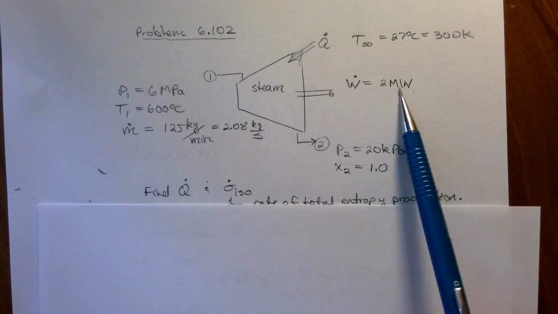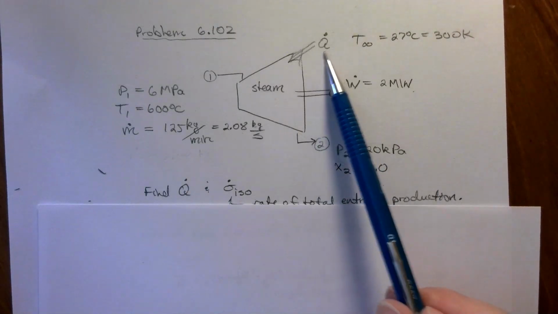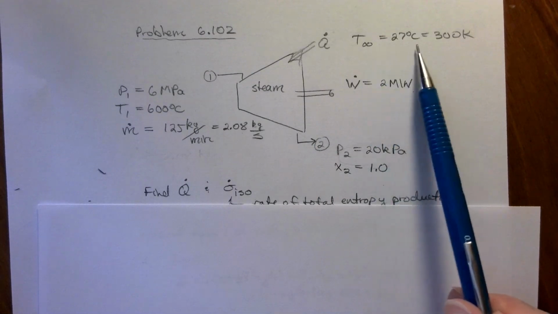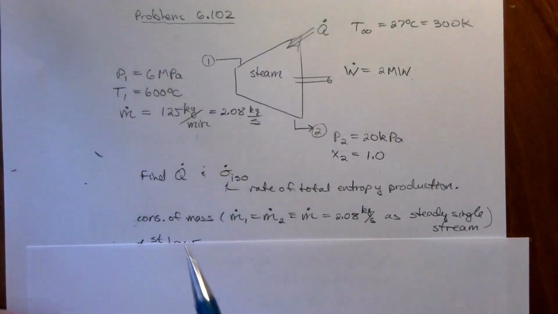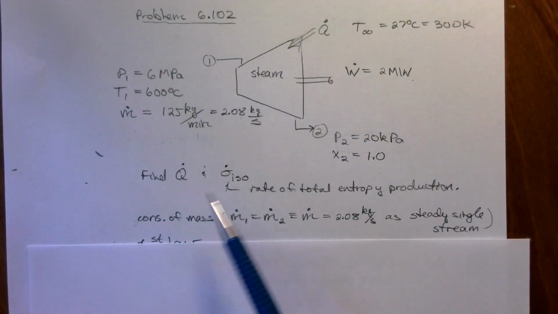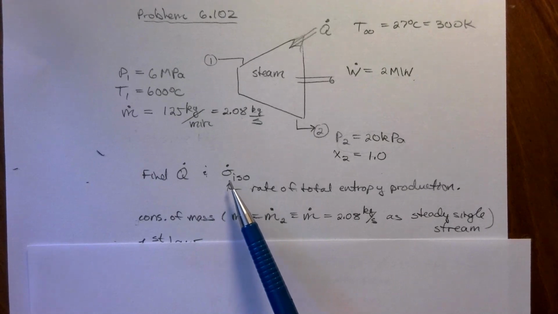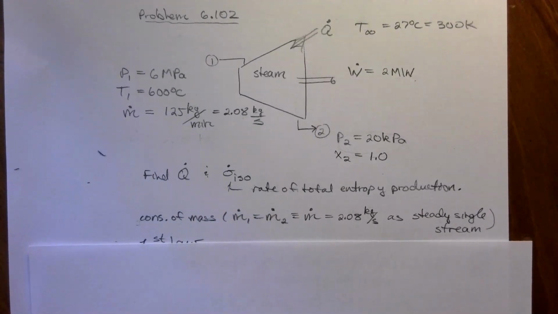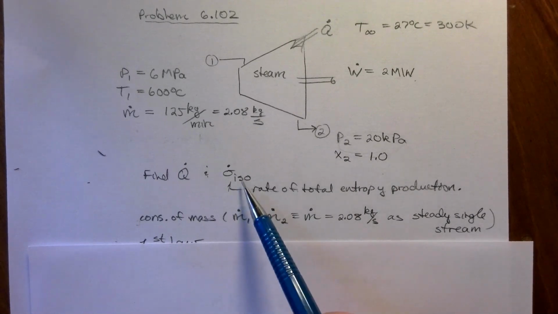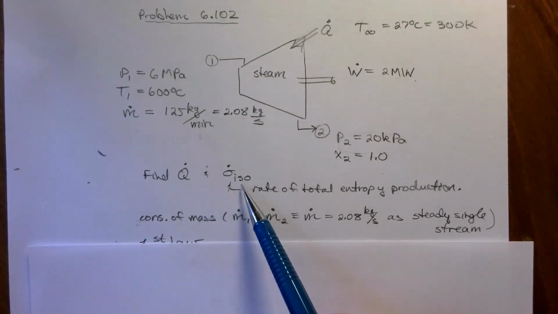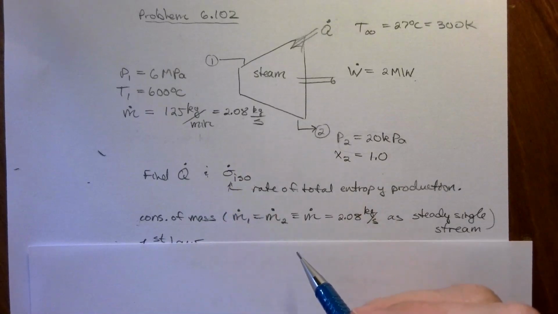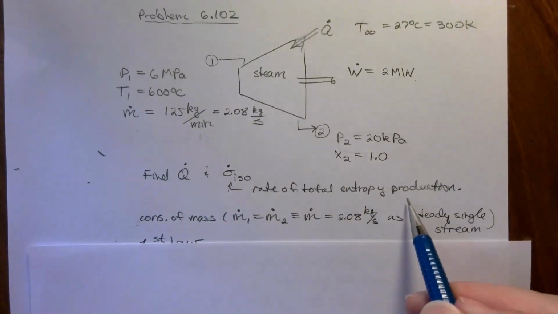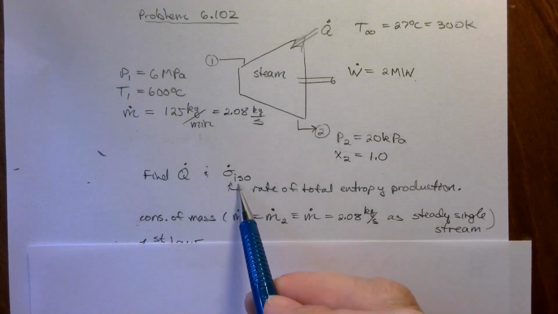The power they're giving us is 2 megawatts, and then they're asking for the heat transfer. I'm assuming T ambient is 27 degrees C, or 300 K. The problem asks for Q dot, and then it also asks for the rate of entropy production in a composite system, meaning the turbine plus the immediate surroundings. So we know that to be sigma dot isolated, or the total entropy production. They made a wordy problem statement, but what they're really asking for is the rate of total entropy production. So that's just sigma dot isolated.